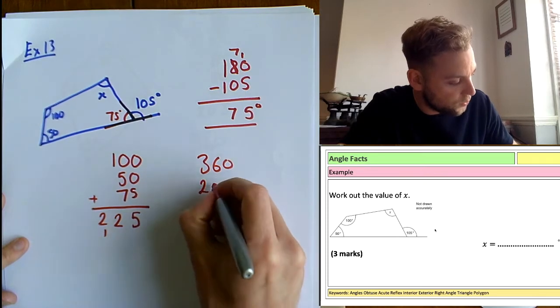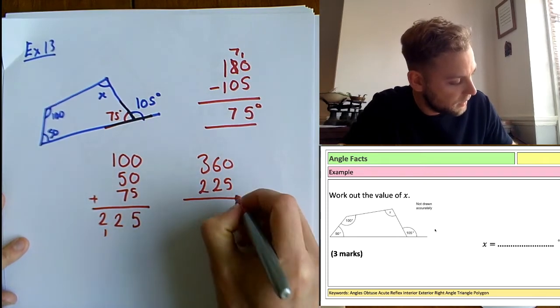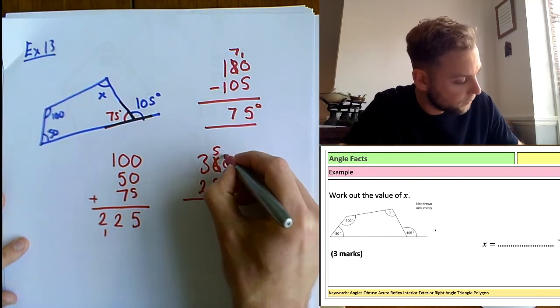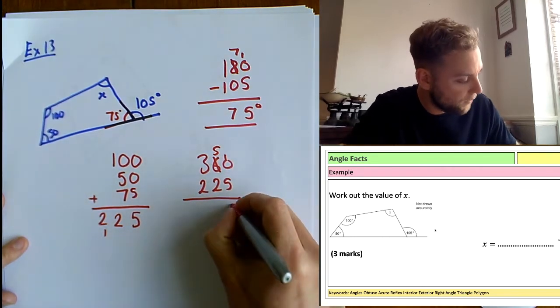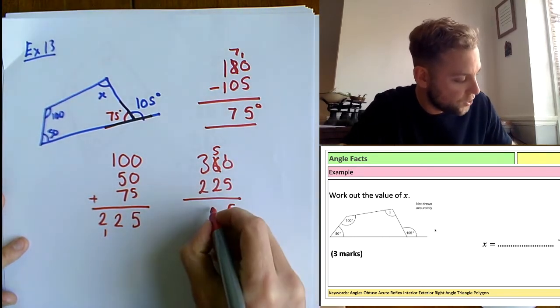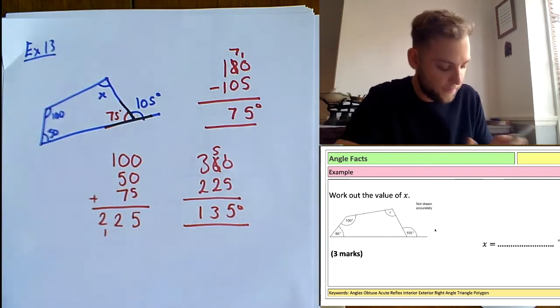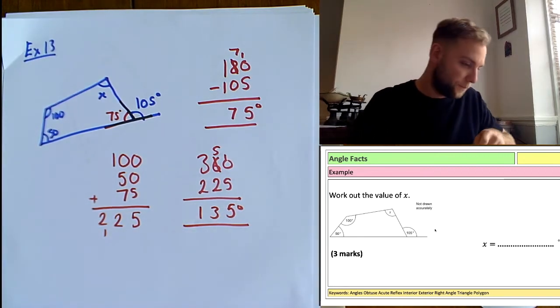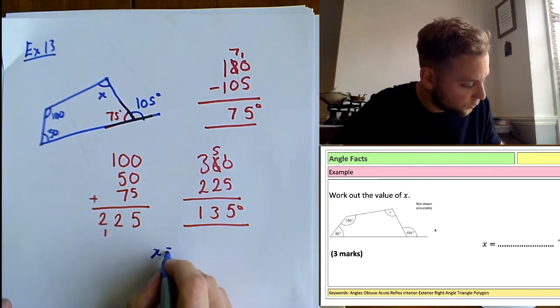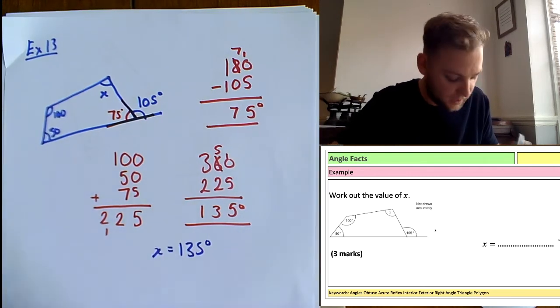360 take away 225. 0 take away 5 I can't do, so I have to borrow from that. 10 take away 5 is 5. 5 take away 2 is 3. And 3 take away 2 is 1. So I've got there, final one, x is equal to 135.